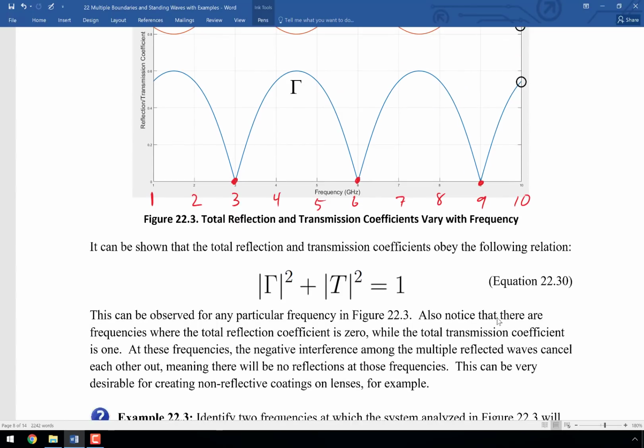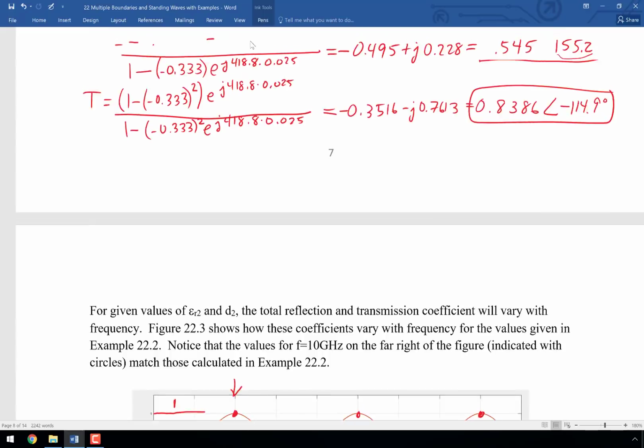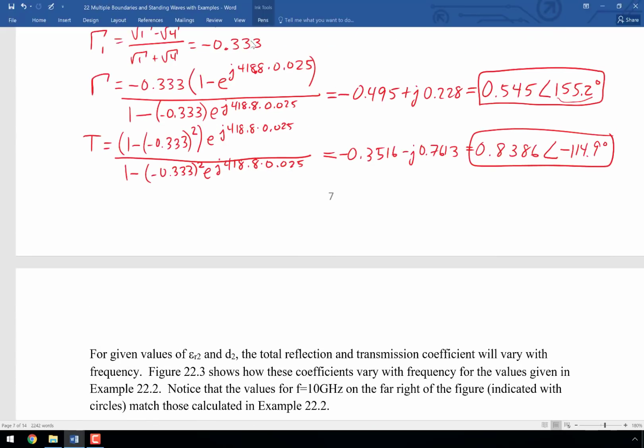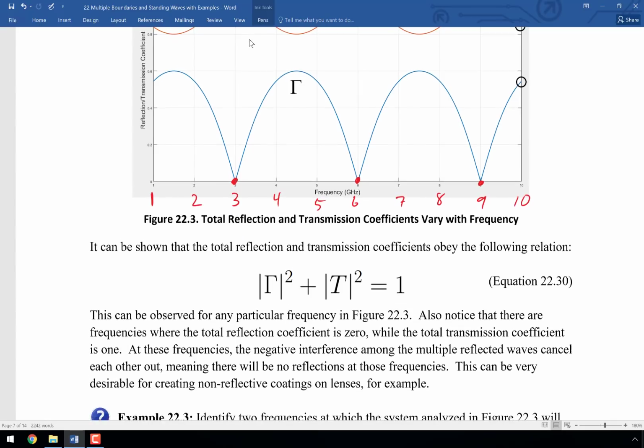We also, as I mentioned before, know that the magnitude of gamma squared plus the magnitude of t squared is always going to be equal to 1 at every frequency. That's very easy to see at, say, this frequency, where it's 0 squared plus 1 squared equals 1. But at every frequency, this is the case. And if you go back up to the example that we just did, and take 0.545 squared plus 0.8386 squared, you'll end up with 1. I did double check that to make sure that it was correct.